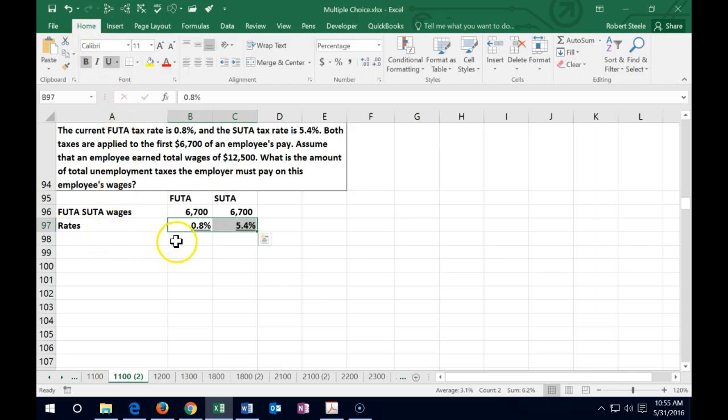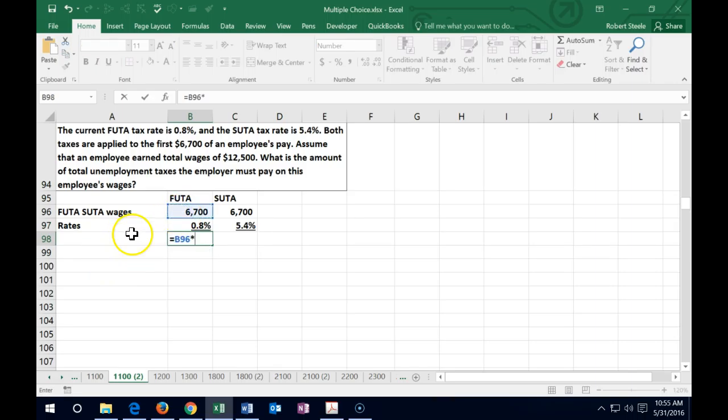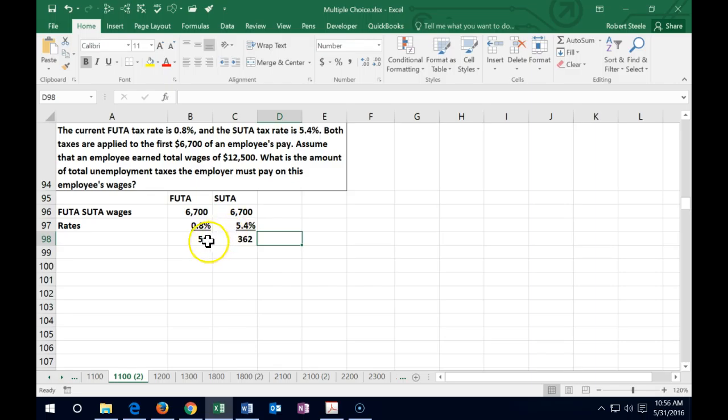Then we can calculate our tax payments, which will be the FUTA wages times the 0.8%, gives us 54. And then we're going to take the SUTA wages at the cap times the SUTA rate, and that gives us the 362. And if I add decimals to these, going to the Home tab, Numbers, and we add the pennies, there we have the pennies. And then if we add these up, the FUTA tax plus the SUTA tax would give us the $415.40 that the employer would have to pay for these employer taxes on the employee wages.